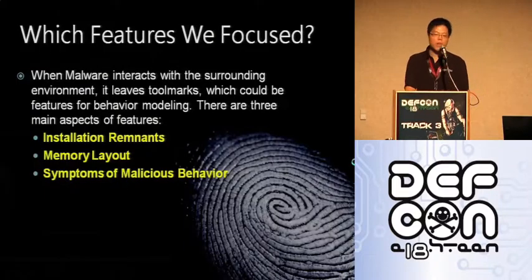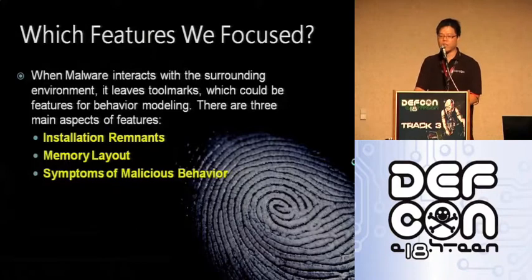So you might be wondering, what kind of features do we try to get when we study this snapshot of an environment? There are three aspects of features that we try to collect and analyze. The first one would be the installation remnants. These are the installation files after the malware tried to execute on the system. They could be startup files, or additional registry keys. We also study the memory layout, trying to find some memory blocks or suspicious DLLs. And then we also try to find if there is suspicious malicious behavior inside the system, for example, a hidden process or hidden files. These are all symptoms of malicious behavior that legitimate software would not normally exhibit on your system.